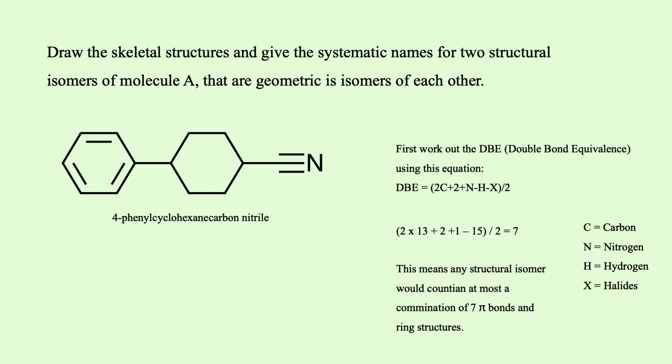And this means that any structural isomer would contain, at most, a combination of 7 pi bonds and ring structures. We can test this by counting in the molecule above. So you start with 1 pi bond, 2 pi bonds, then you've got 3, 4, and 5 pi bonds in the benzene ring, and then you've also got the ring itself, which is 1, so that's 6, and then another ring for the cyclohexane, and that works out to be 7, the same as the double bond equivalence. And that should be the same in my isomer.